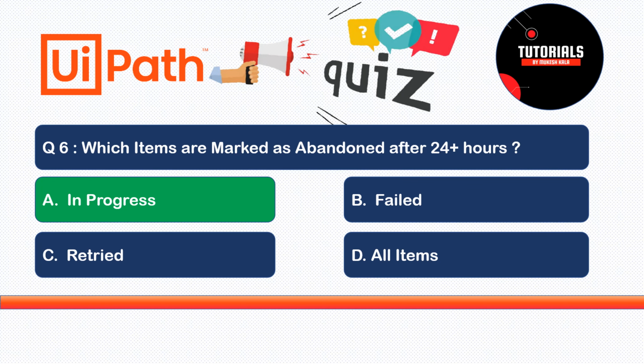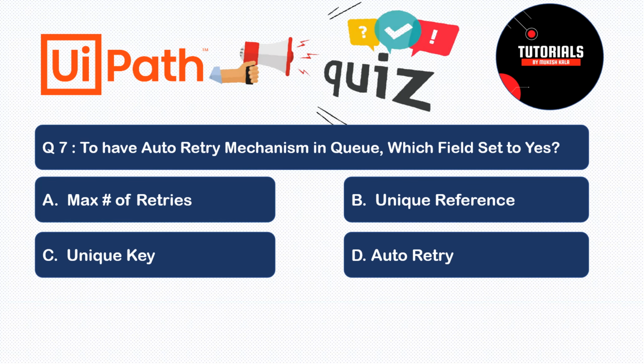Let me go to the next question, that is question number 7. Okay, so to have the auto retry mechanism in the queue, which field is set to yes? I want to have an automatic retry mechanism in my queue, in the Orchestrator queue. So which field should be set to yes? Option A, max number of retries, unique reference, unique key, or auto retry.